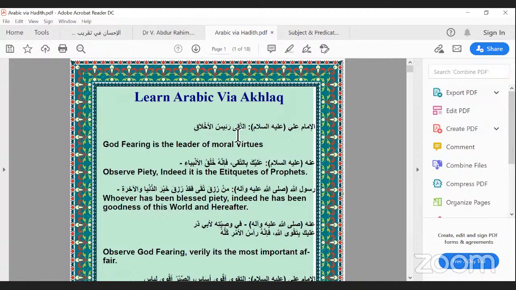According to Arabic grammar, at-tuqa is a noun. The sign of a noun is having the alif lam. So at-tuqa means God-fearing or piety. When a noun starts a sentence, we have two parts in the sentence: the subject and the predicate. In Arabic, it's called mubtada and khabar. So over here, at-tuqa will be deemed as the mubtada. This itself is the mubtada.